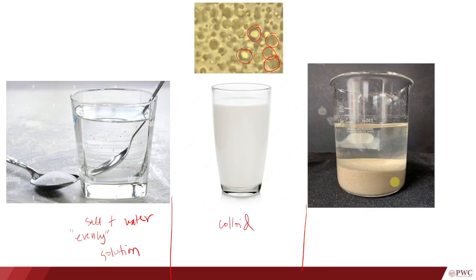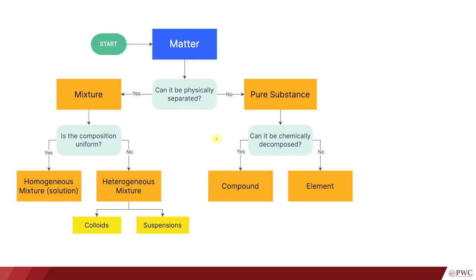Now with this one, I can still see the particles of the other component in the mixture. I can see this even without a microscope. I can see this with my eyes. This one is a suspension. Again, colloids and suspensions are heterogeneous mixtures. Now let's go back to the graphic organizer.